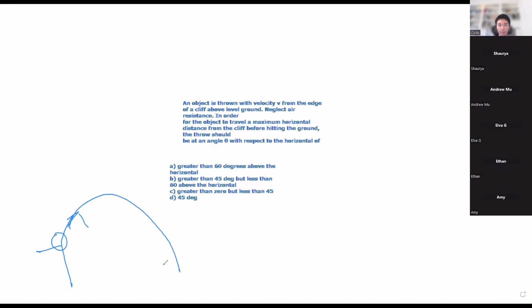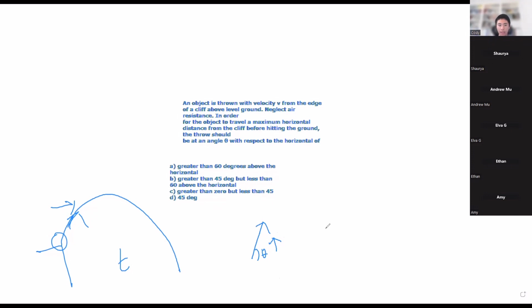How far it travels depends on both the initial horizontal speed and the time the ball's in the air. If you throw it at a greater angle, the ball will be in the air for longer because the initial y velocity will be higher. That means it'll take longer for gravity's acceleration to bring it downwards, so the ball would be in the air for longer.